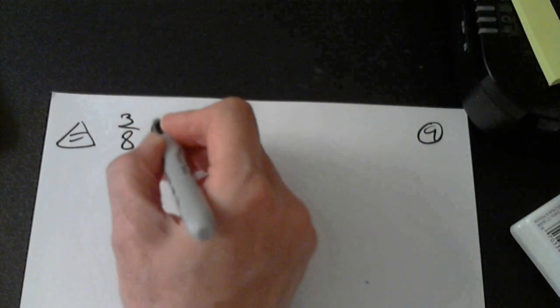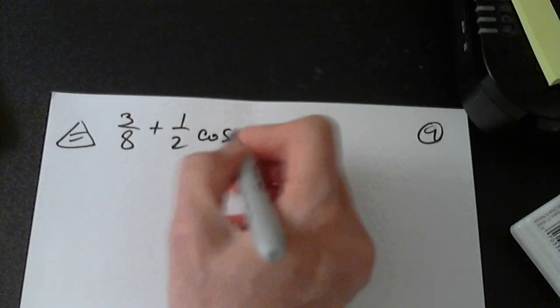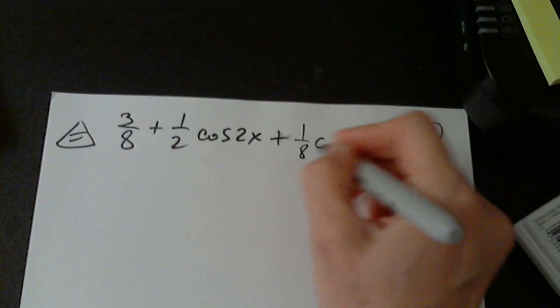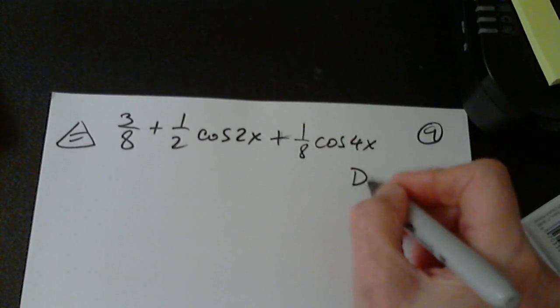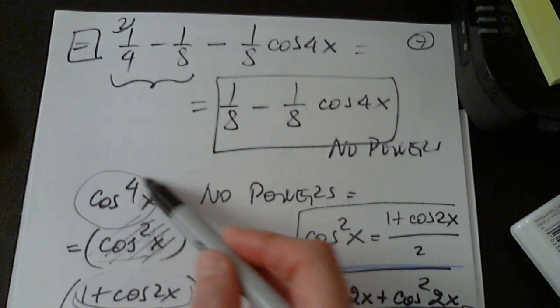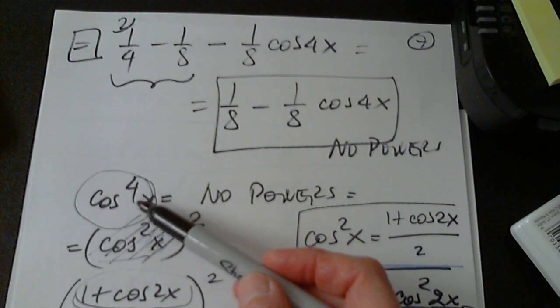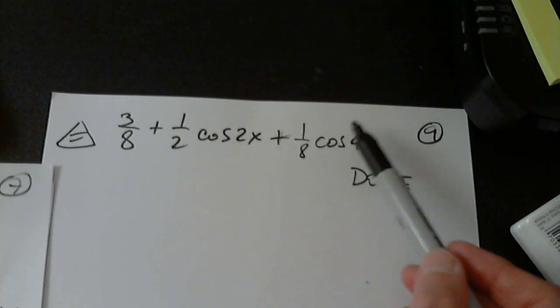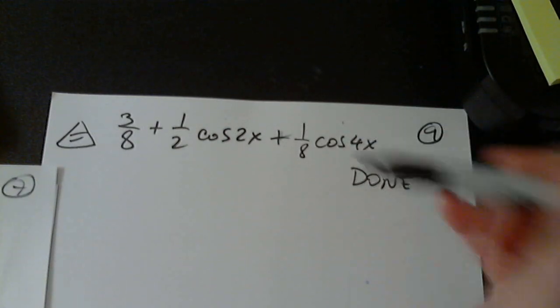So look for the triangle. And this is page 9. So 3/8 plus 1/2 cosine 2x plus 1/8 cosine 4x. Done. And we started with something quite ugly. Cosine to the 4th. And we got something very simple, no powers. Power 1, power 1.